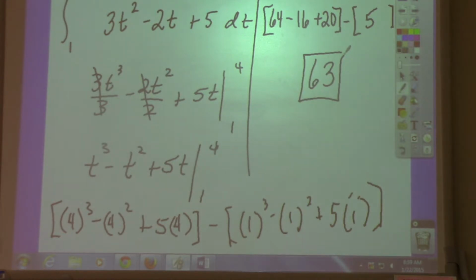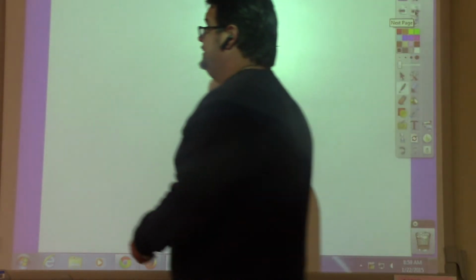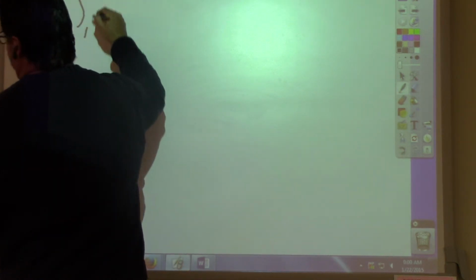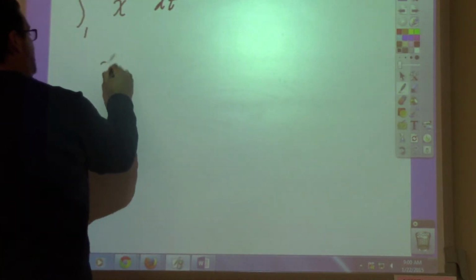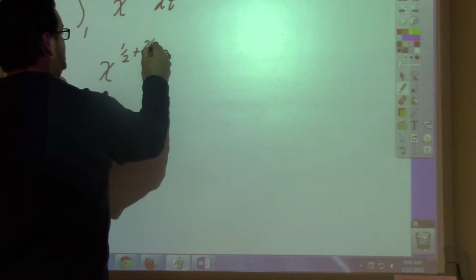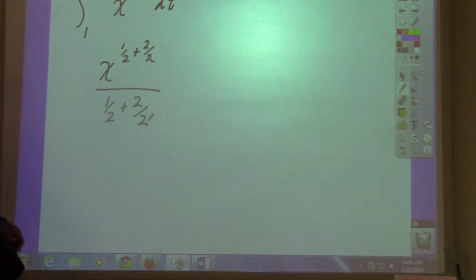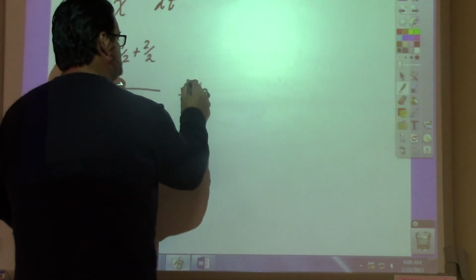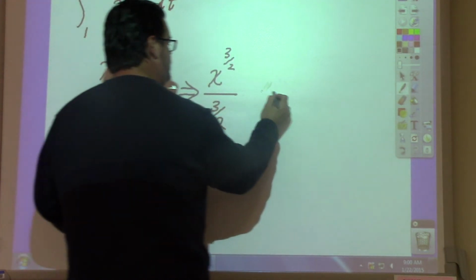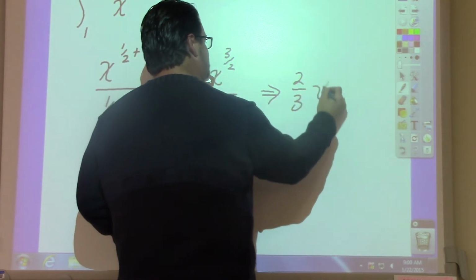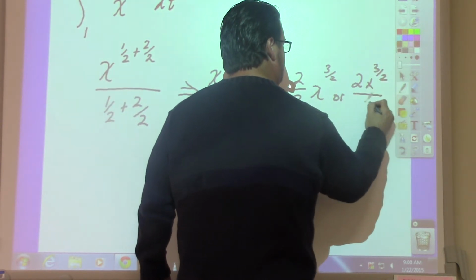And then the last one, first thing you do before you even start it is what? Rewrite it. 1 and 9, x to the 1/2 dx. It's going to be x to the 1/2 plus 2/2 over 1/2 plus 2/2. And that's going to give you x to the 3/2 over 3/2, which will give you 2/3 x to the 3/2, or 2x to the 3/2 over 3.